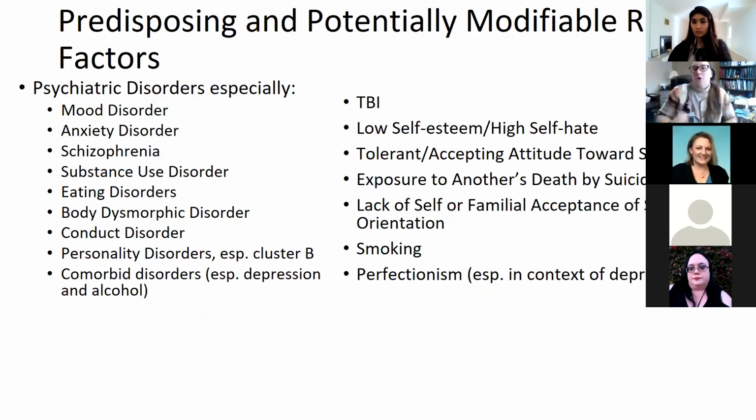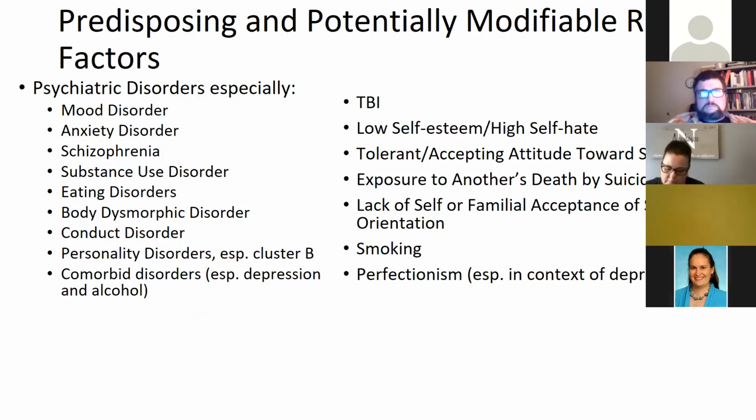And so these are important to consider: psychiatric diagnoses, mood disorders, anxiety, schizophrenia. Substance use is a big one. Eating disorders, even conduct disorders, cluster B personality disorders, and definitely comorbid disorders if you're looking at depression. If you're looking at a mood disorder with a substance use disorder. Traumatic brain injuries, again, some of these TBIs, you're thinking they're more impulsive, maybe it's affected an area of the brain that's made them more emotionally labile.